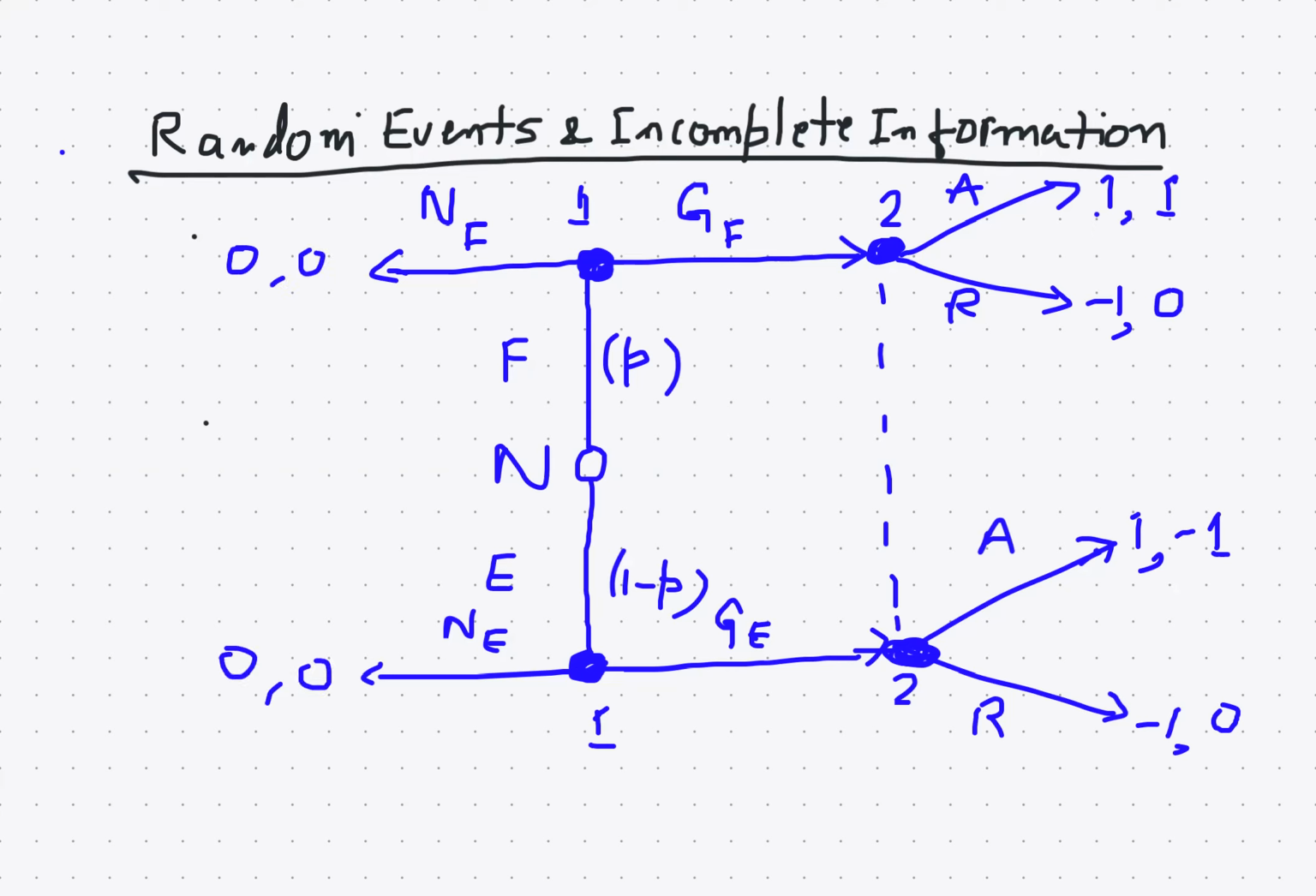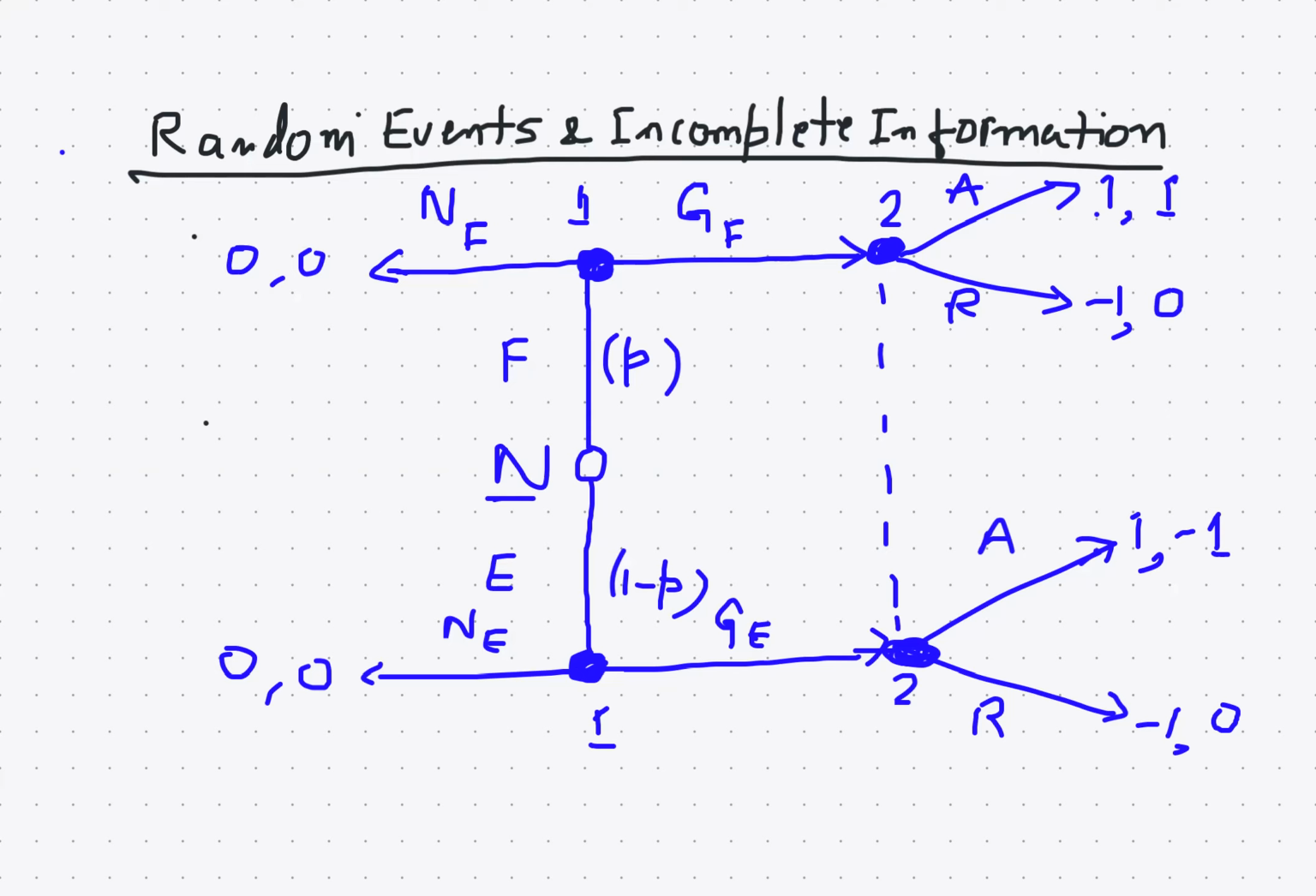This is an example of a random event, an incomplete information game. Here, player one has more information than player two, because player one knows what nature has determined, whether it's going to be a friend or an enemy to player two. But player two does not know that. So in that sense, this is an incomplete information game.